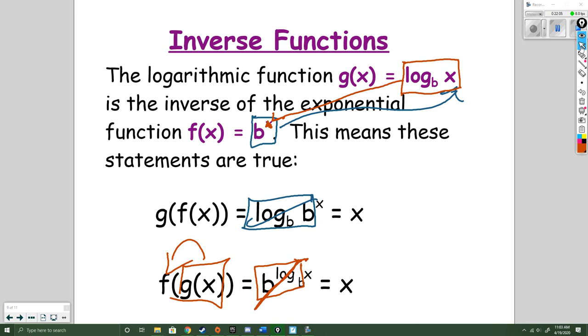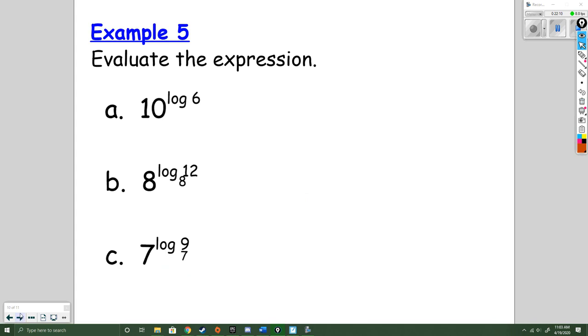Awesome sauce. I know that might seem complicated, but in the next examples we're going to see it's pretty easy. So in example 5, evaluate the expression. 10 to the power of log of 6. Log of 6 implies a base of 10, so the base of the exponent and the base of the logarithm are exactly the same. Since they are the same, this cancels out, and we just get 6.